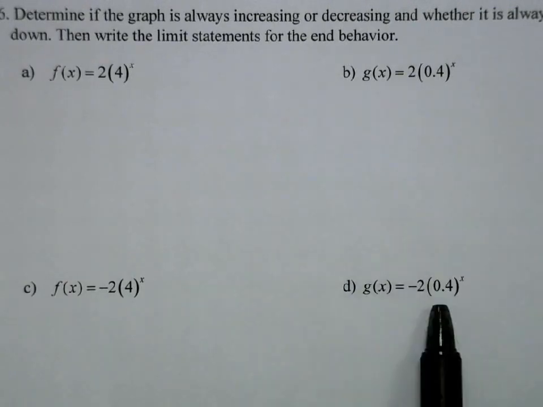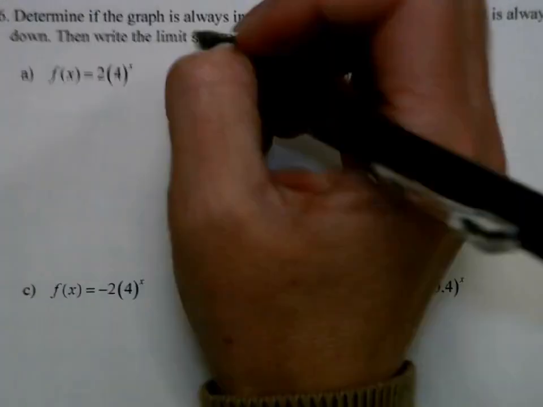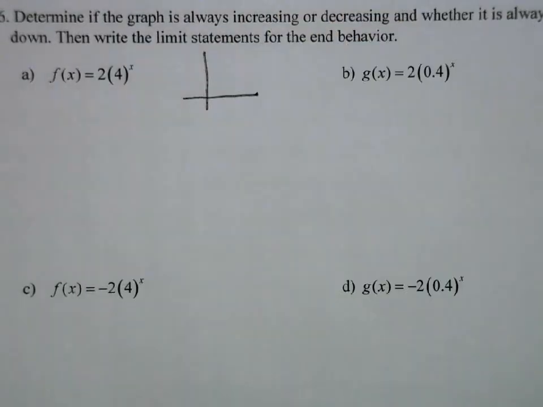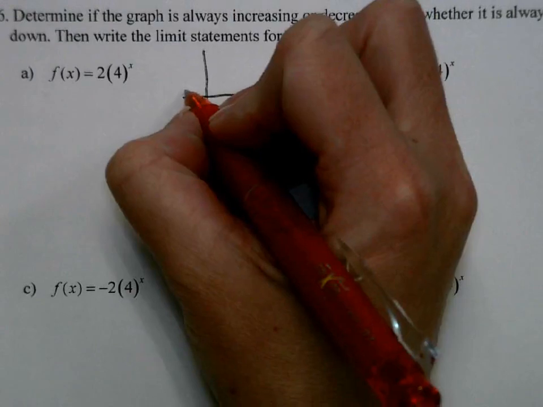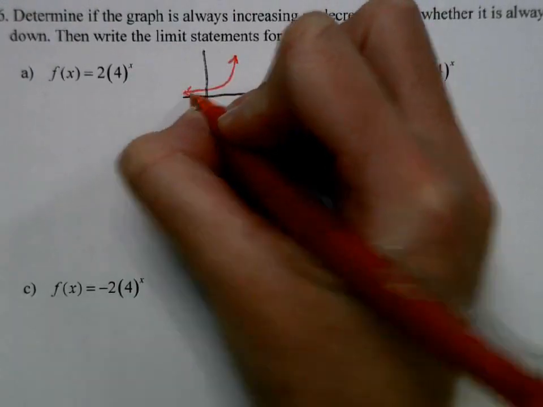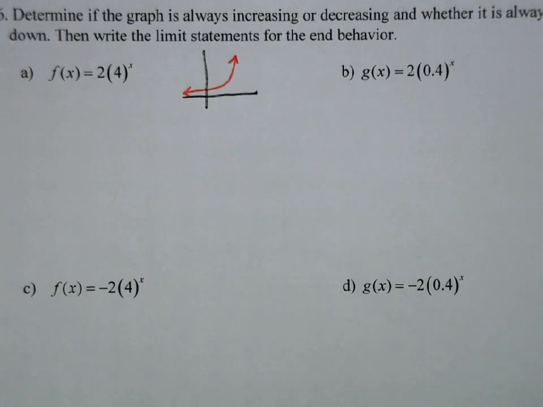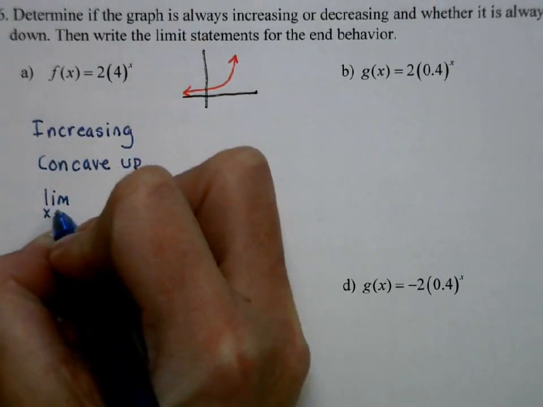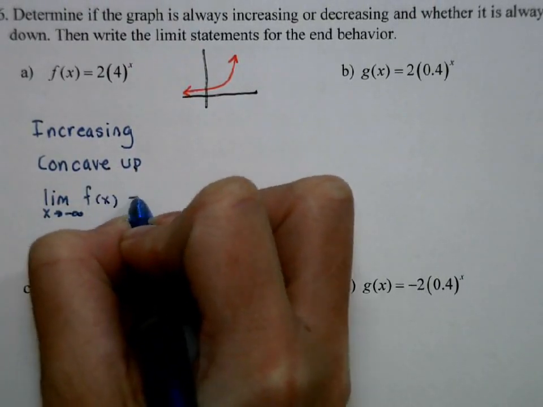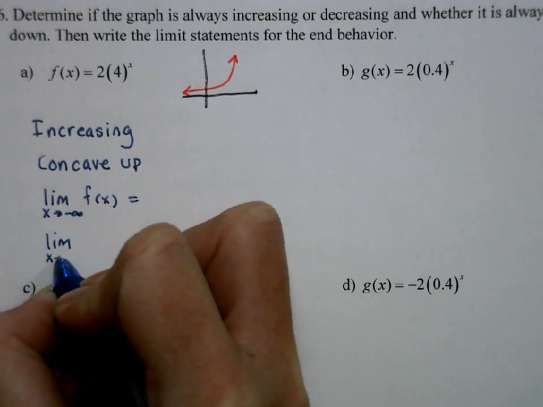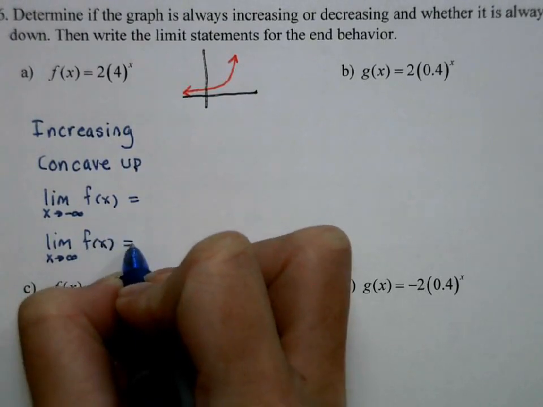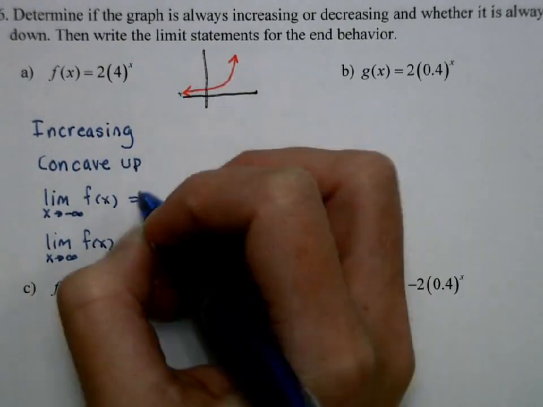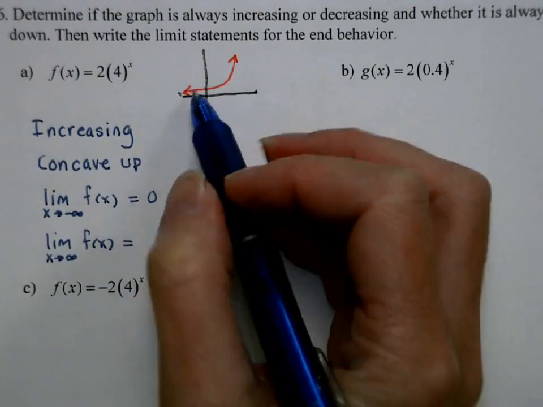So this first one, I like to just do a little sketch, okay, is going to be exponential growth. Okay, so we know what that looks like, kind of like that. So this graph is always increasing. It is concave up. And then for the end behavior, we investigate the limit as x goes to negative infinity of our function and the limit as x goes to positive infinity. So as we go to negative infinity, our y values, our output values are approaching 0. As my x values increase without bound, we are going to infinity.